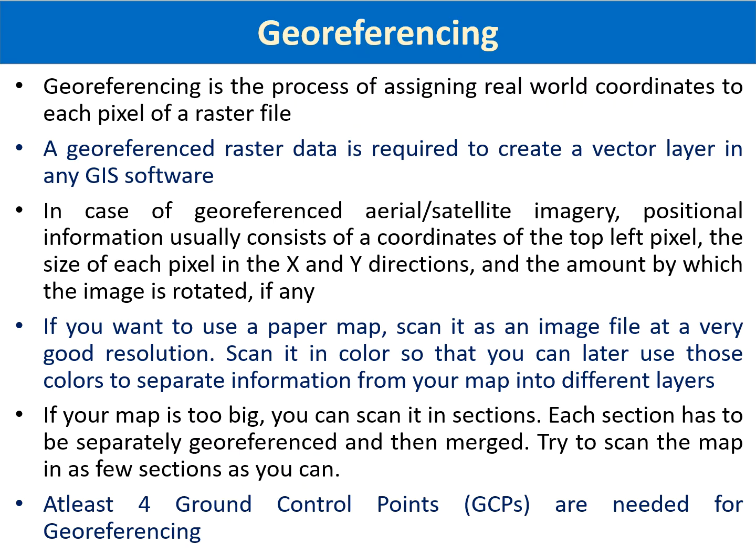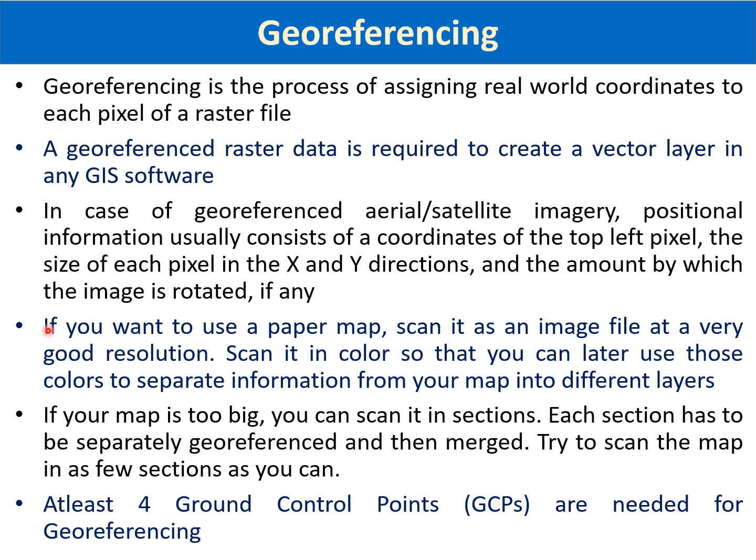Georeferencing is the process of assigning real-world coordinates to each pixel of a raster file. A georeferenced raster data is required for creation of vector layers in any GIS software using digitization tools. In case of georeferenced aerial or satellite imagery, generally the positional information is already stored. It consists of the coordinates of the top leftmost pixel, the size of each pixel in X and Y directions, and the amount by which the image is rotated, if any.